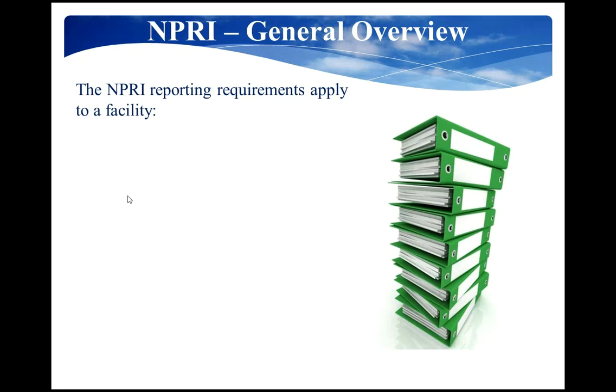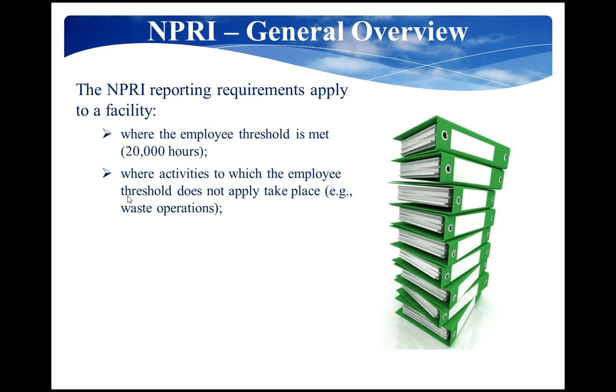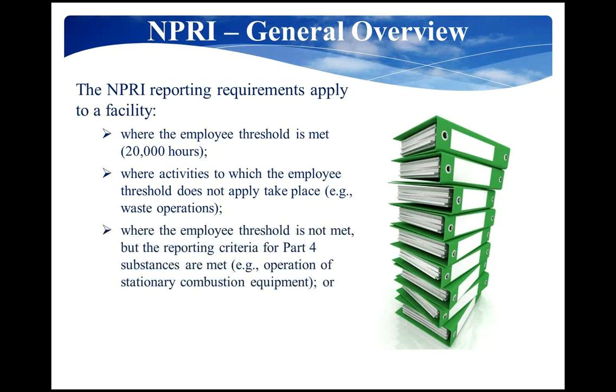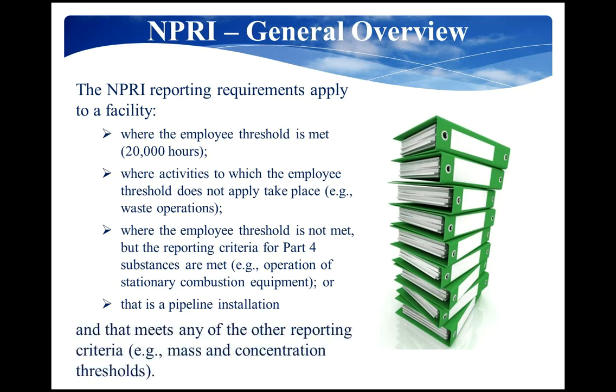Reporting requirements for NPRI apply to any facility where the employee threshold is met, which is 20,000 hours a year, where activities to which the employee threshold does not apply take place, or where the employee threshold is not met, but the reporting criteria for Part 4 substances are met, if it's a pipeline installation. And then you also have to meet other reporting criteria, such as the mass and concentration thresholds.